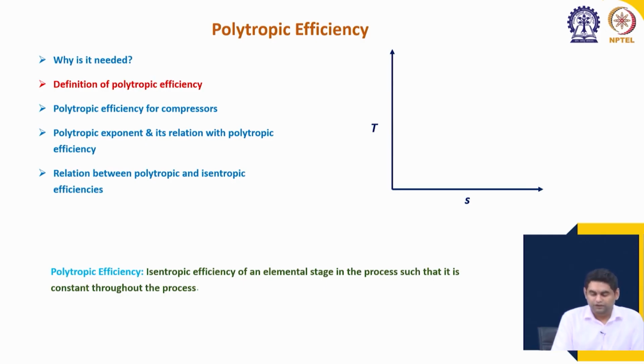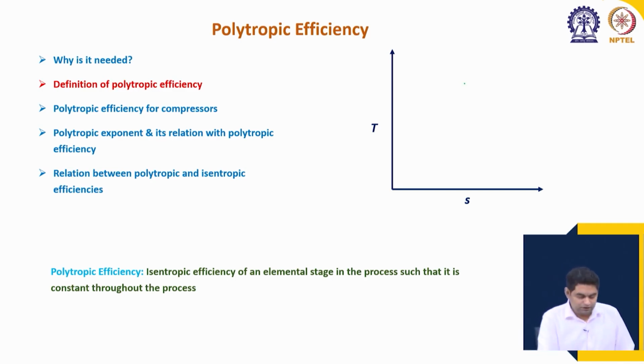If we verbally define it, it is the isentropic efficiency of an infinitesimal, elemental stage, or a stage with infinitesimal pressure ratio within the process, such that it is constant throughout the process. Again, polytropic efficiency is the isentropic efficiency of an elemental, infinitesimal stage within the process itself, such that it is constant throughout the process. Let us try to understand this better by drawing a TS diagram and understanding the significance of what we are saying in this definition.